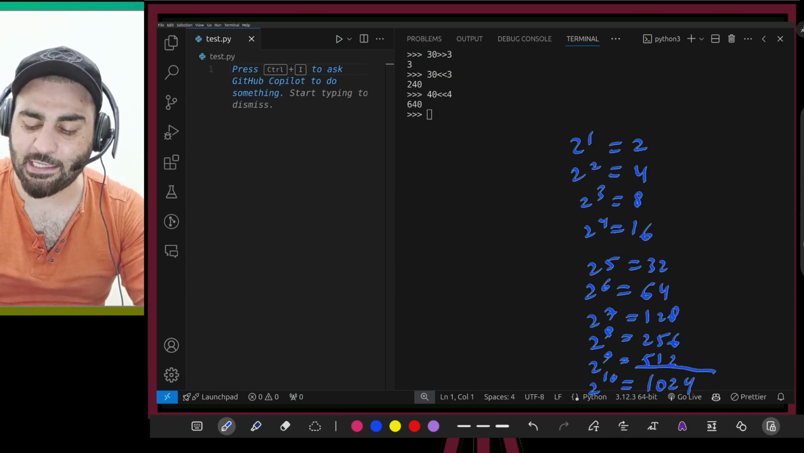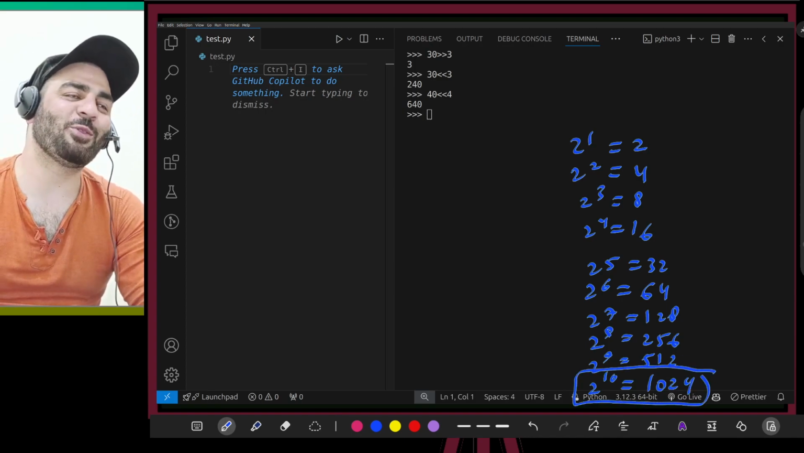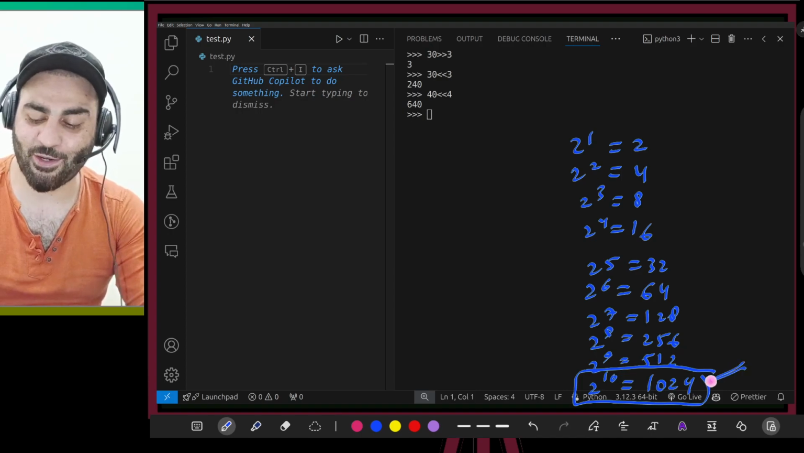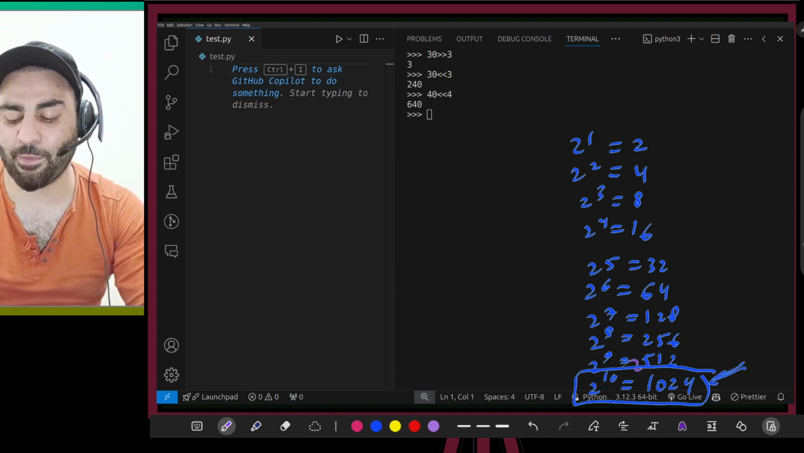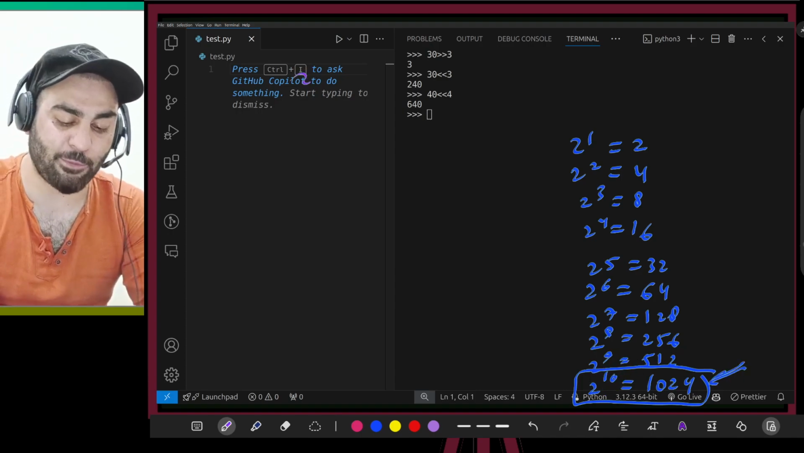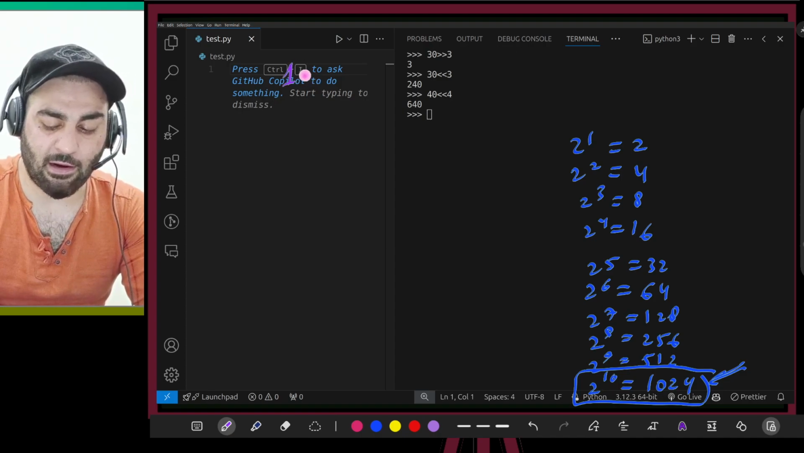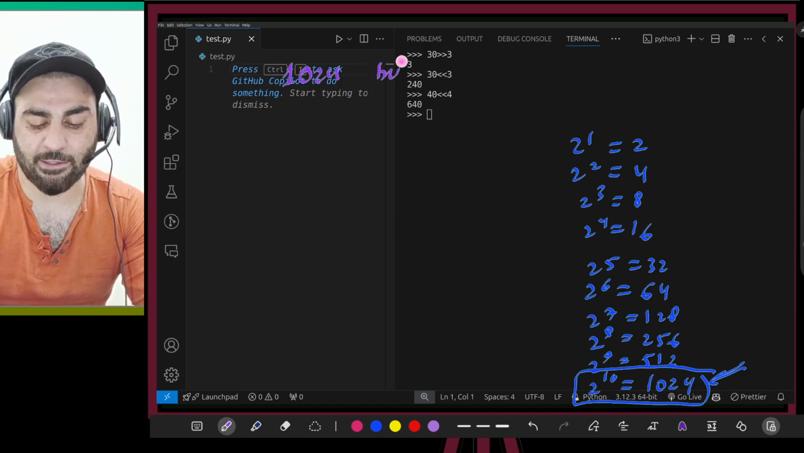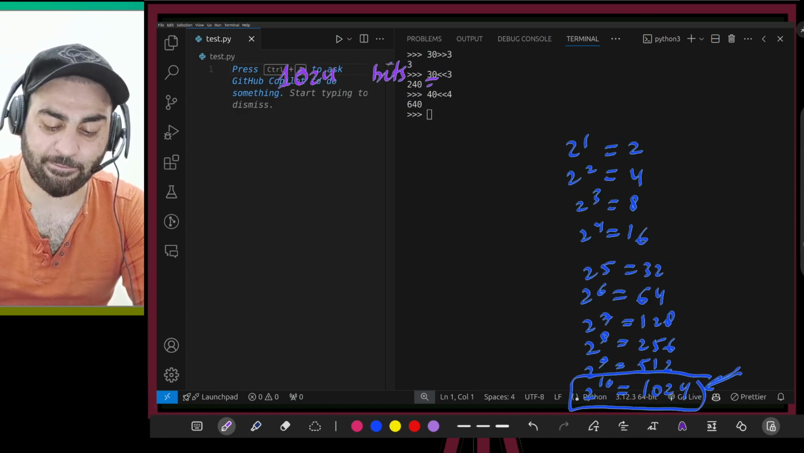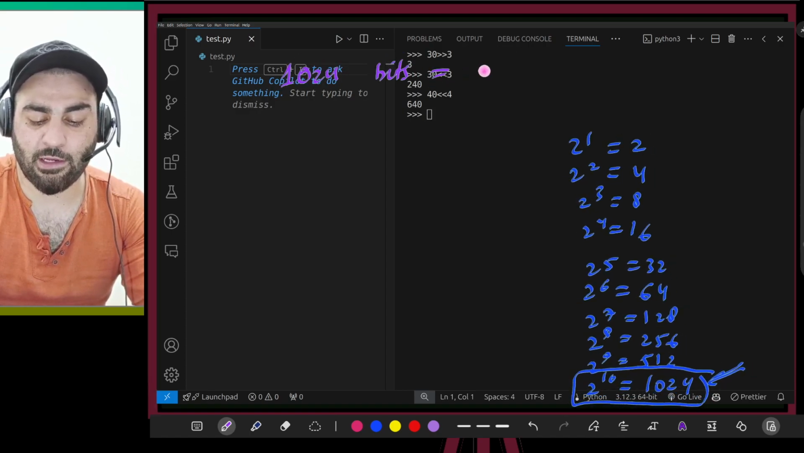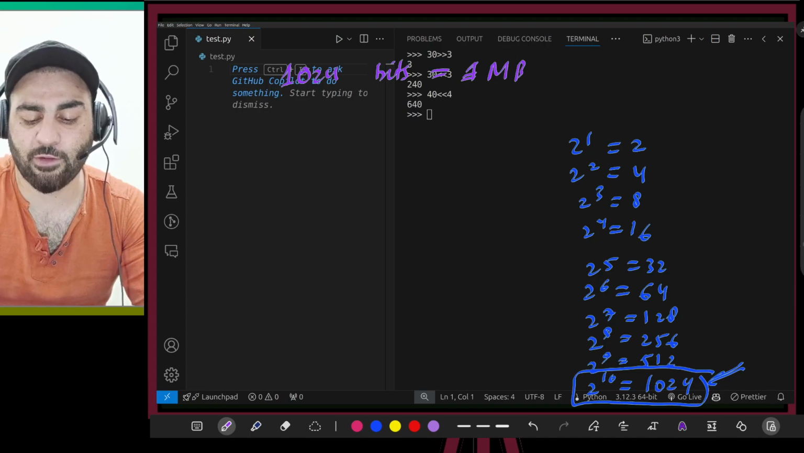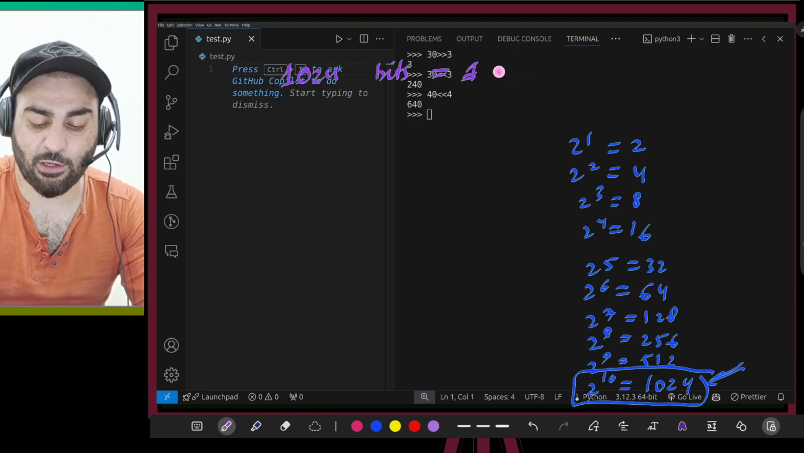That's the reason we say that 1 GB is equal to 1024 MBs, because there we have these many bits. Let's suppose we have 1024 bytes, we call it 1 kilobyte.